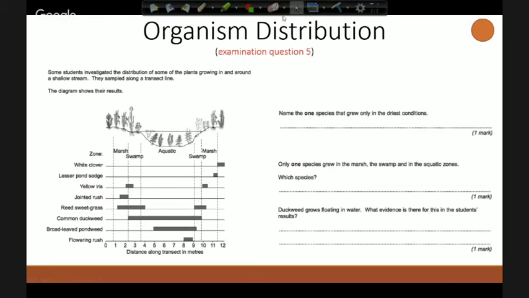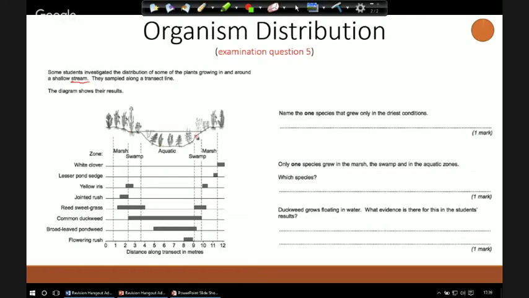So let's have a look at question 5. Question 5: some students investigate the distribution of some plants growing in and around a shallow stream. They sampled along a transect line, and the diagram shows their results. The first question: name one species that grew only in the driest conditions.